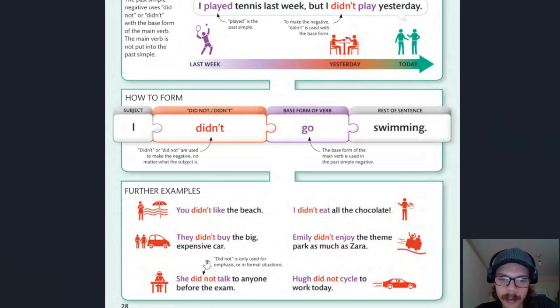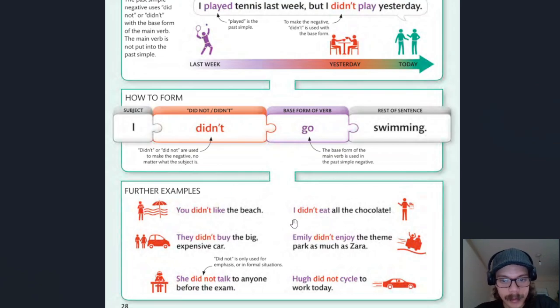Now, contraction and separated for the most part is the same. Don't worry too much about that. Use what's mostly comfortable for you. That's the best way to manage it. And you'll see all of the verbs are in the base. So like, buy, talk, cycle, enjoy, eat.